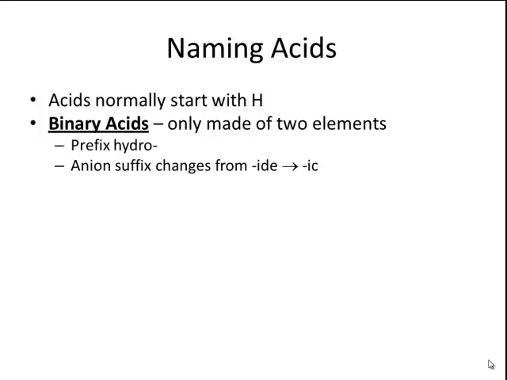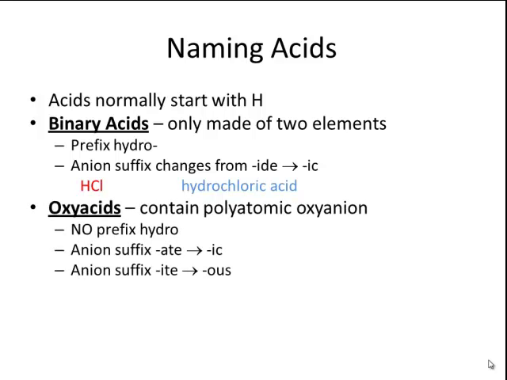So if you see a binary acid, it'll be hydrogen followed by some other element. When we name binary acids, we use the prefix hydro. We also change the suffix from ending with "ide" to ending with "ic." So the acid HCl is going to be called hydro, and then instead of chloride, it would be chloric. So hydrochloric acid.